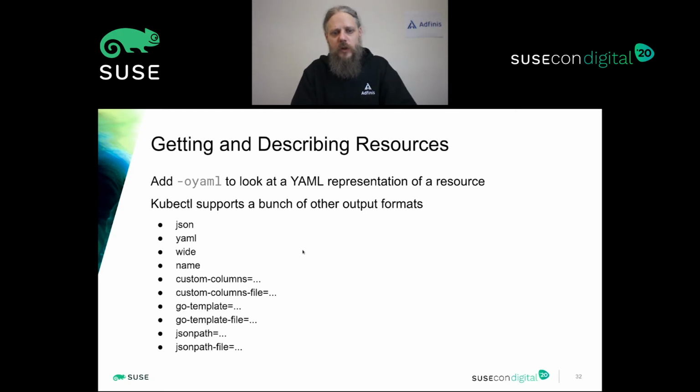kubectl also supports a bunch of other output formats. You can also dump JSON. There's various ways where you can either use JSONPath or a Go template to only return parts of a YAML representation.